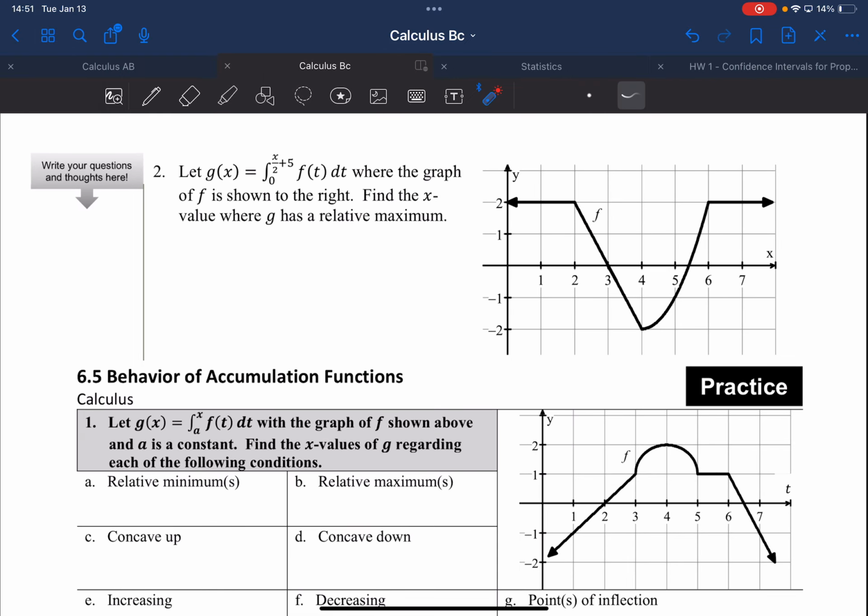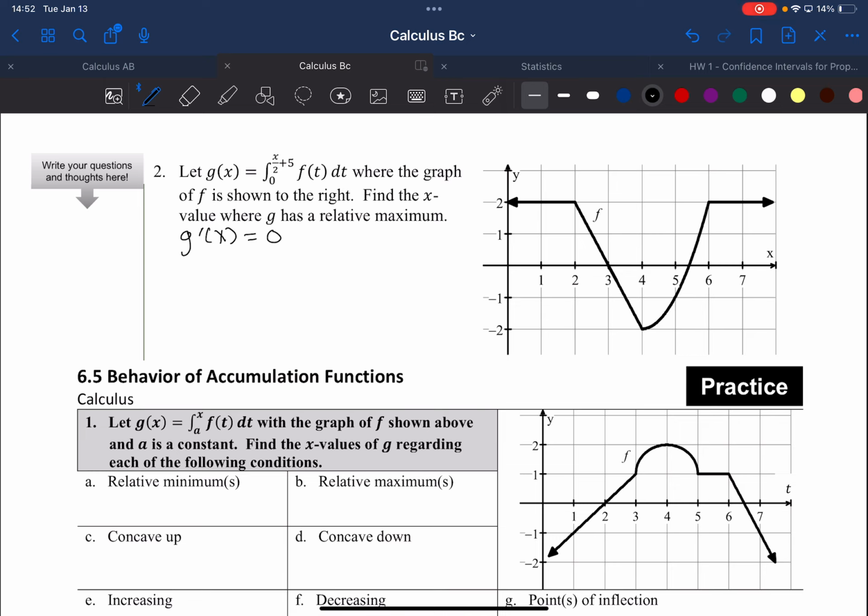Okay, number 2 says let g of x equal the integral from 0 to x over 2 plus 5 of f of t dt, where the graph of f is shown to the right. Find the x value where g has a relative maximum. So we know that a relative maximum, based off our notes on the first part, is when the derivative of our function g is going to be equal to 0.